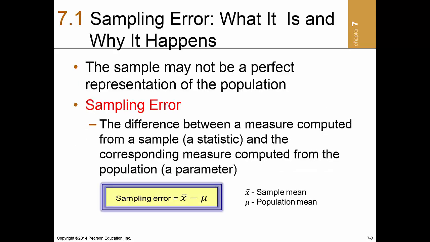Regardless of how careful we are in using a random sampling method, the sample may not be a perfect representation of the population. For example, a statistic such as x bar might be computed for sample data. Unless the sample is a perfect replication of the population, the statistic will likely not equal the parameter. In this case, the difference between the sample mean and the population mean is called the sampling error. In this case, in which we are interested in the mean value, the sampling error is computed by taking the difference of the sample mean and the population mean.